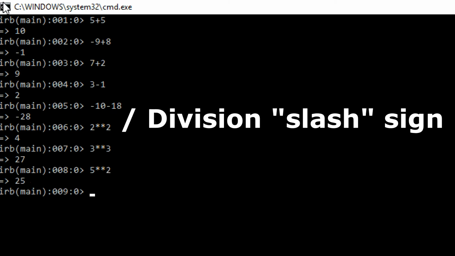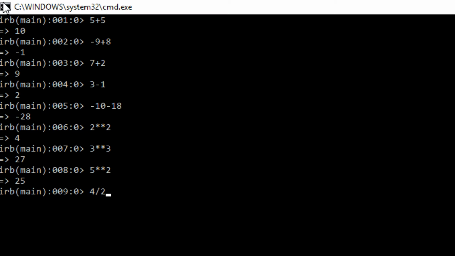We're moving to division. Division is next. 4 divided by 2 equals 2. 9 divided by 3 should equal 3. 5 divided by 5 equals 1.